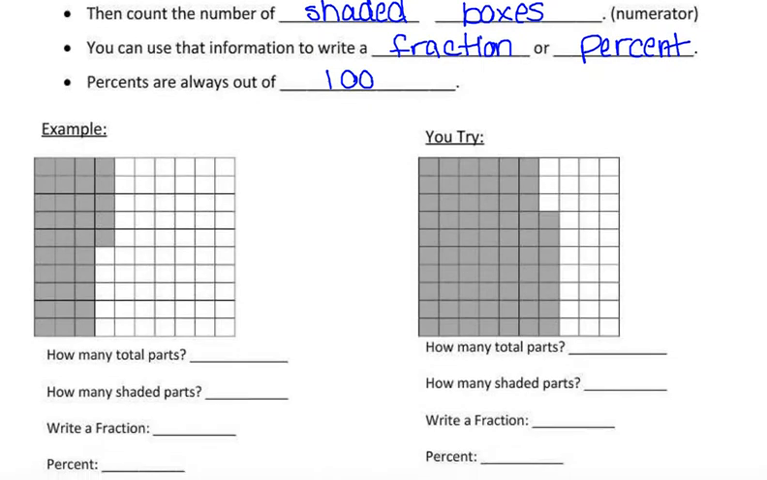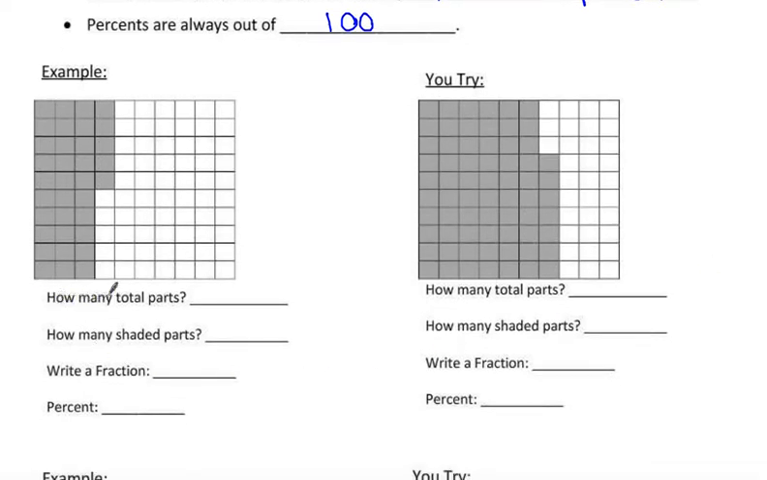So let's look at our first example. The question is, how many total parts are there? Well, if we look at this grid, we can count down the side. I'm not going to number these because it'll take a while. It's a 10 by 10 grid. So there's 10 on this side and there's 10 on this side. And so total, if you multiply those together, there's 100 parts. And if I count, there's 10 in each row. So this would be 10, 20, 30, 31, 32, 33, 34, 35. So there's 35 shaded parts. The fraction would be 35 out of 100. So 35 are shaded out of 100 total.